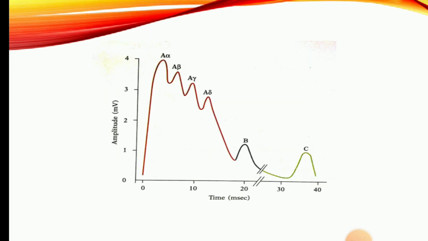So this is the graph that I was mentioning. It's very important. A alpha, A beta, A gamma are the classification of nerve fibers mentioned in the Erlanger and Gasser classification chart. When you read that chart, you will understand this graph clearly.